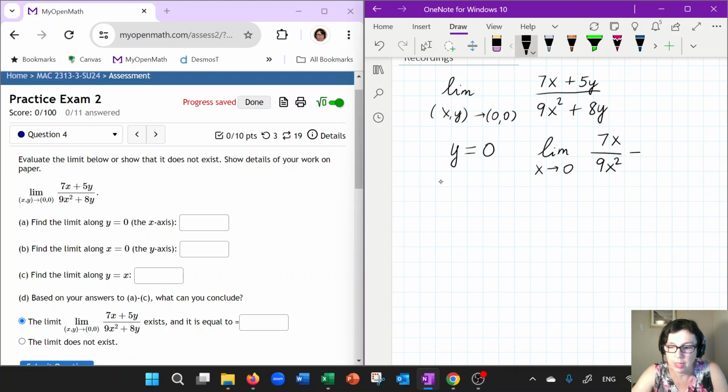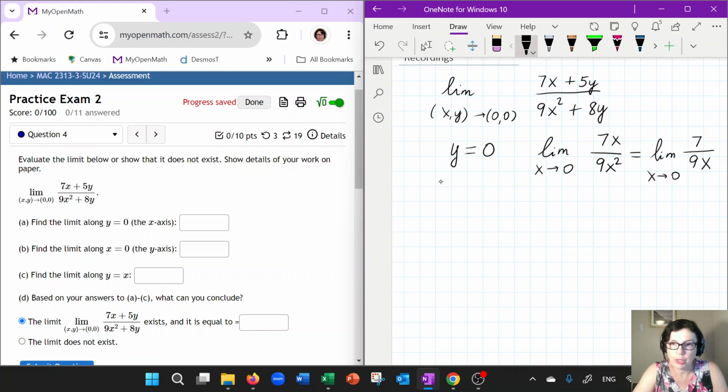But you should think about whether there is a way to simplify this algebraically. And the answer is yes, because you have x on the top and x squared, which is x times x, on the bottom. One of those x's cancels, and we wind up with 7 divided by 9x. That is not an indeterminate form. So what is it going to be? Remember, dividing by 0 is undefined. But when x approaches 0, 7 divided by 9 times something super small, the whole thing will become very large.